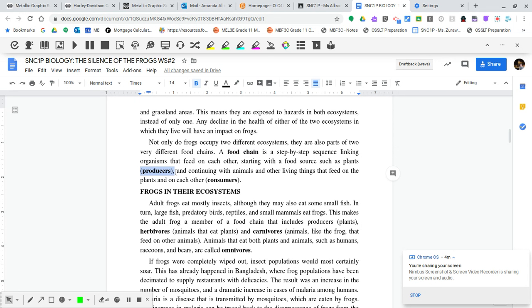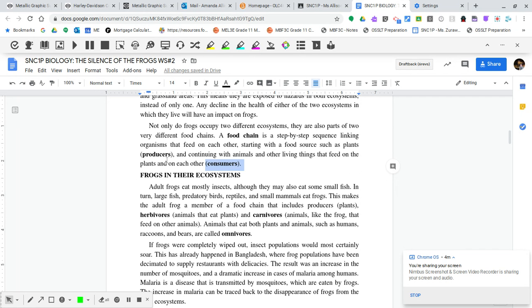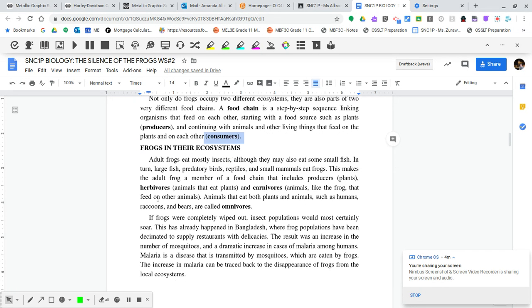Anything that's like a plant would be a producer. It's called a producer because it's able to produce its own energy from the sun. So basically a plant almost feeds off the sun, whereas a consumer is something that has to eat something else in order to obtain the energy that it needs to survive. Consumers can eat either plants or they can eat each other. These are terms that you guys need to become familiar with in this unit.